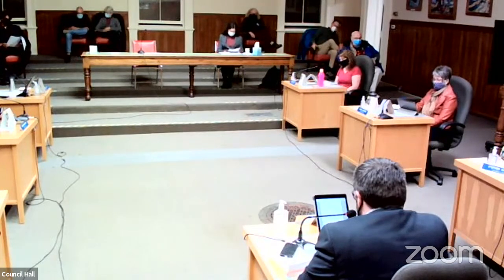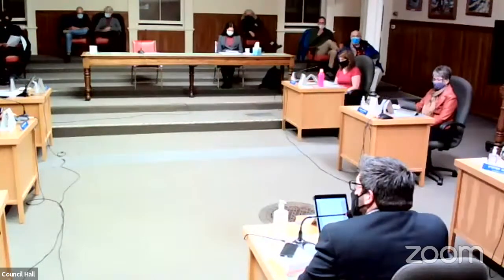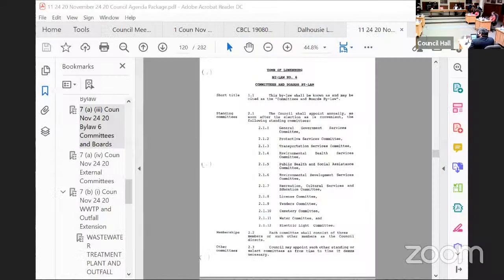And Deputy Mayor Mosier has made the motion. Is there a seconder? Councillor Bertels. Is there any debate on this? This has been replaced by our new procedure policy. So that's why we're repealing it. Seeing none, all those in favor? Opposed? Motion carried.